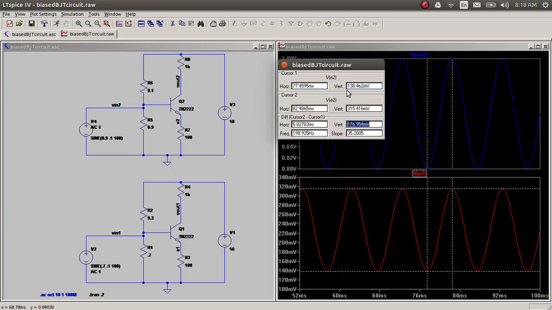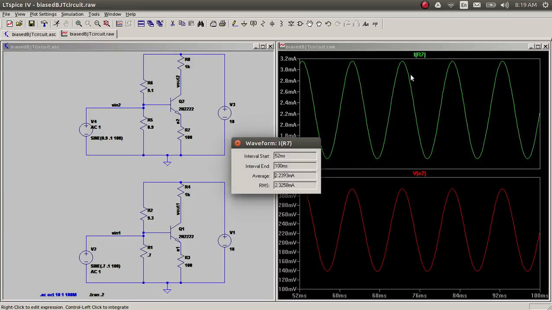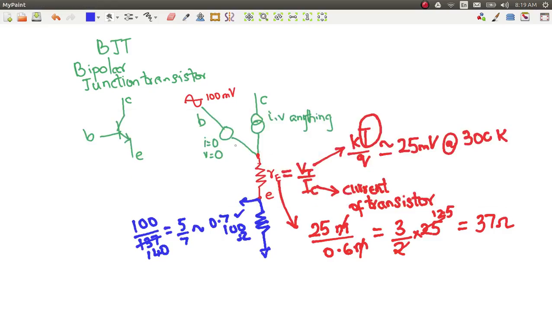So now let's see what was the resistance, that series resistance RE. So for that we need the current. So I'm going to click on this pin because I know what that is, and I'm going to get the average current. So that's this. So here I have 2.2 milliamps of current. So this time I have 25 millivolts, the same RE.